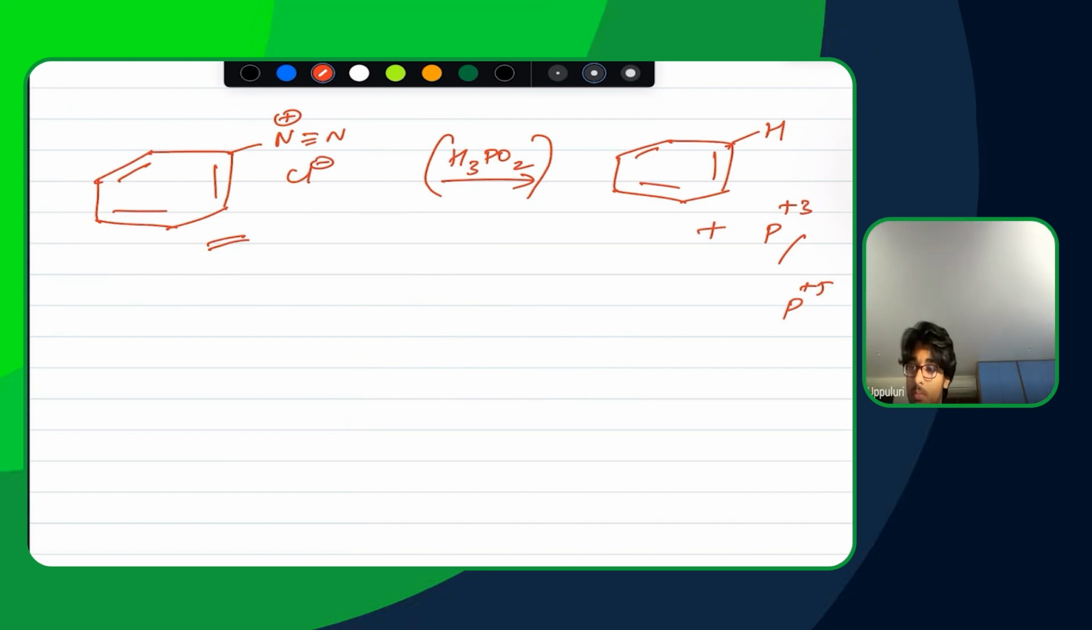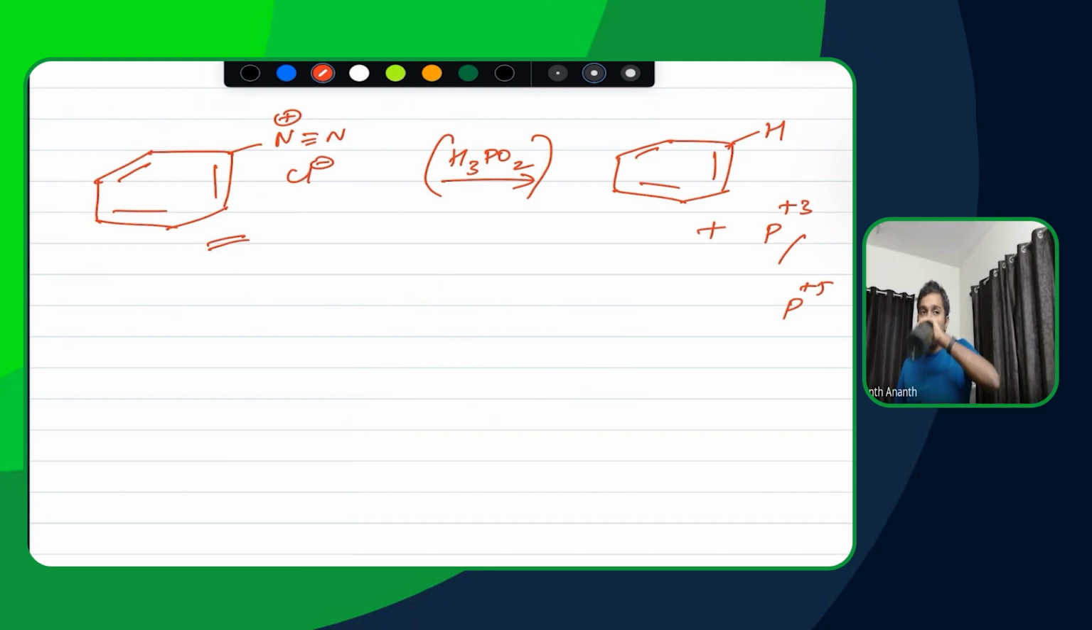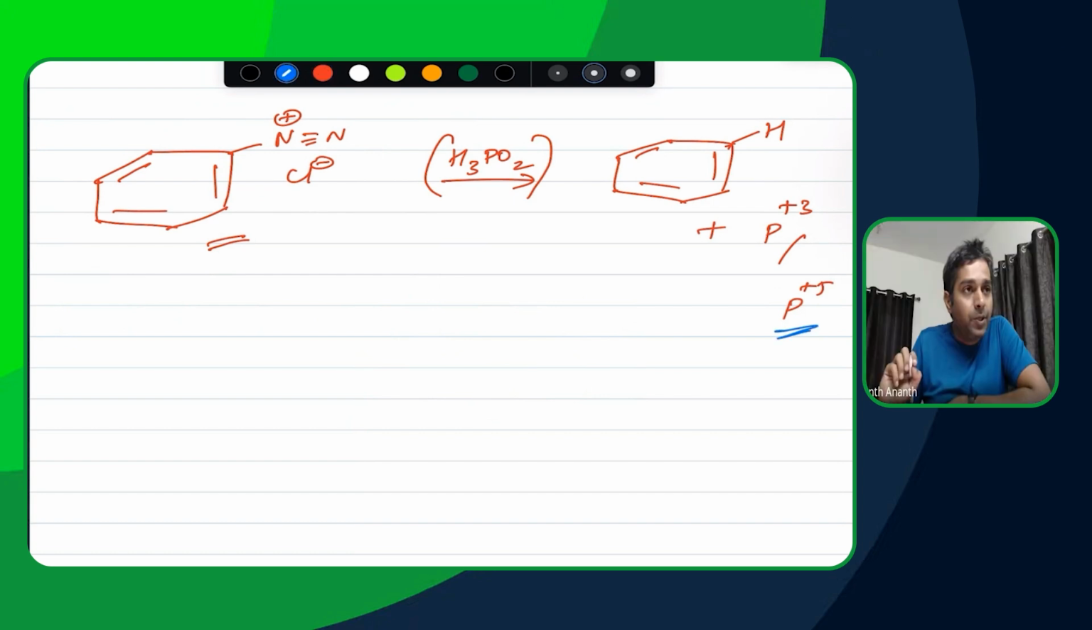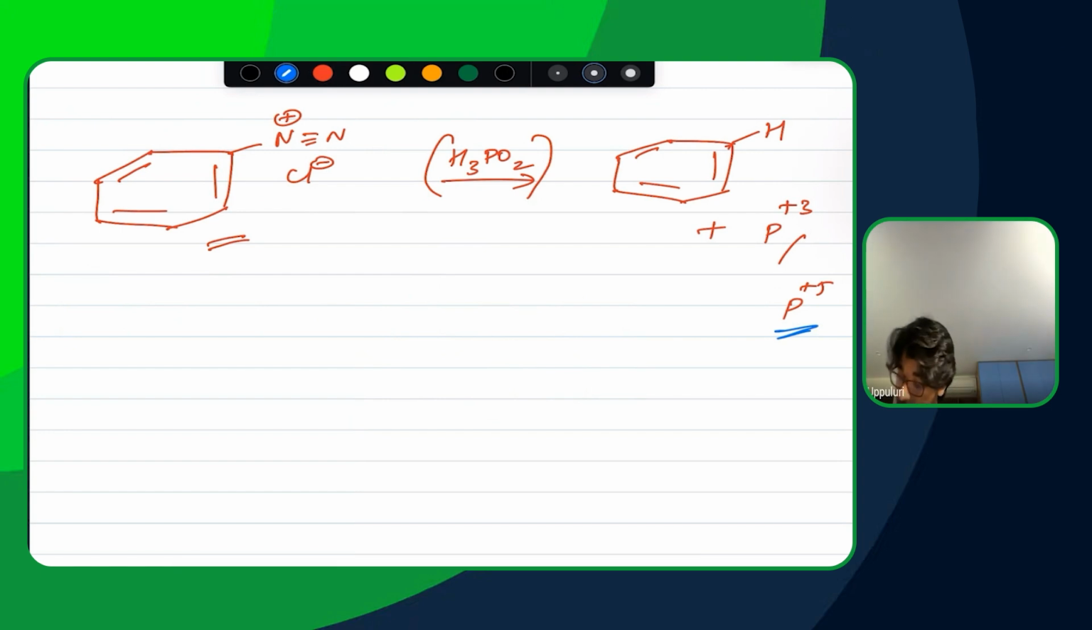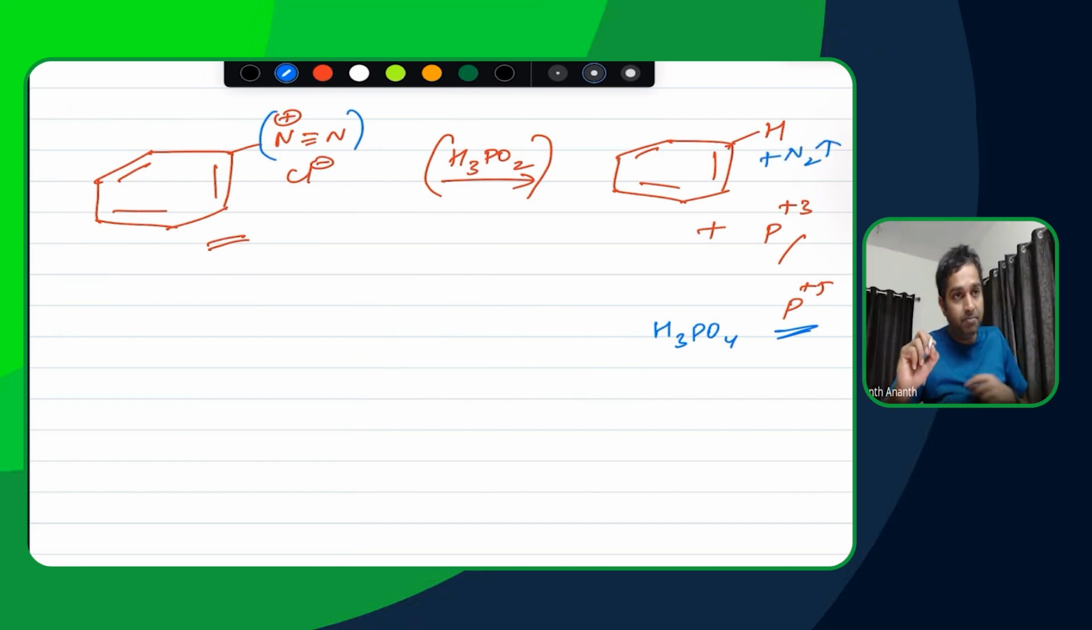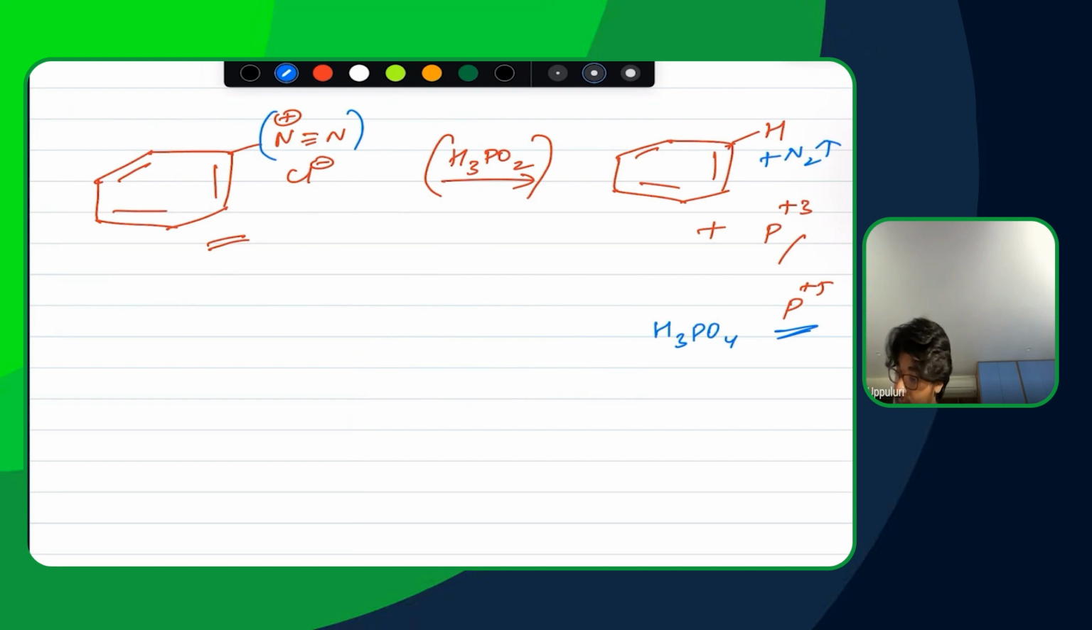What is the answer? What is the equation required there? It gives benzene plus H₃PO₄ plus N2 plus HCl. So you're going with phosphorus in +5. H₃PO₄ is what they're going with. N2, of course, is going to be coming out. All your diazonium reactions will give you N2 gas.